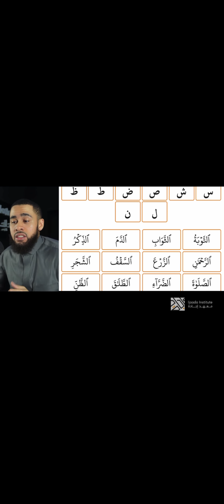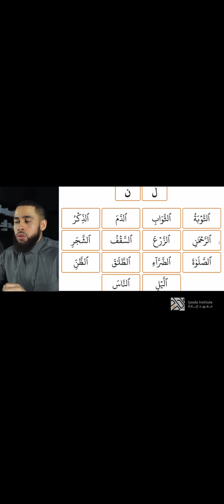Next one. Again, we've got the Al here. And then we've got a Dal with a Shadda and a Kasra. So we say Adhi. And make sure we hold, because the letter after the Lam has a Shadda. So we have to hold it. Adh. Adhi. Kaf with a Sukoon. Adhikru.